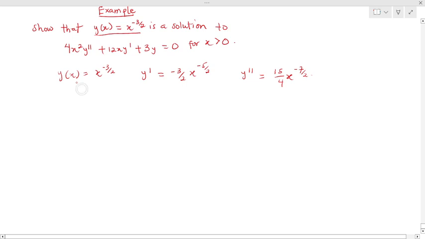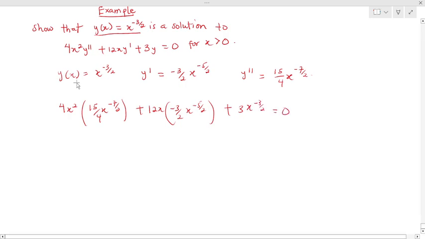So now I have my y prime, I have my y prime prime. I only have to do substitution. To do that, I'll go back to my equation. I have 4x squared, then I have y prime prime. Wherever I see that, I make substitution: 15 over 4 x to the power negative 7 over 2, plus 12x, then my y prime comes here. My y prime is negative 3 over 2, x to the power negative 5 over 2, right? Plus 3y, but the y is given as x to the power negative 3 over 2, should be equal to 0. So we have to solve for the left hand side so that we get equal to 0.